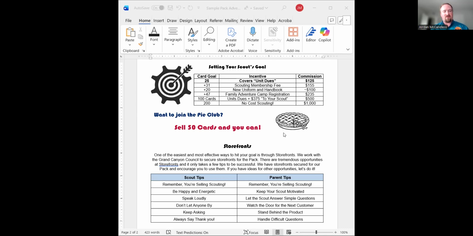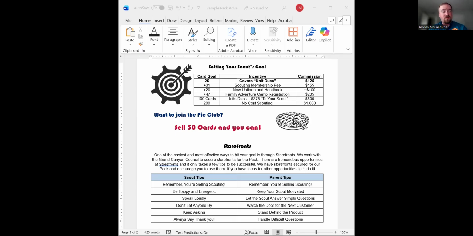So another example of how this pack has set individual goals for their scouts and helped their scouts visualize what the possibilities are by selling Adventure Cards and selling more Adventure Cards. The more Adventure Cards their scouts sell, the more items their scouts get for free, whether it's unit participation, activity participation, or even handbooks, uniforms, and other materials. That's it. That's very simple.